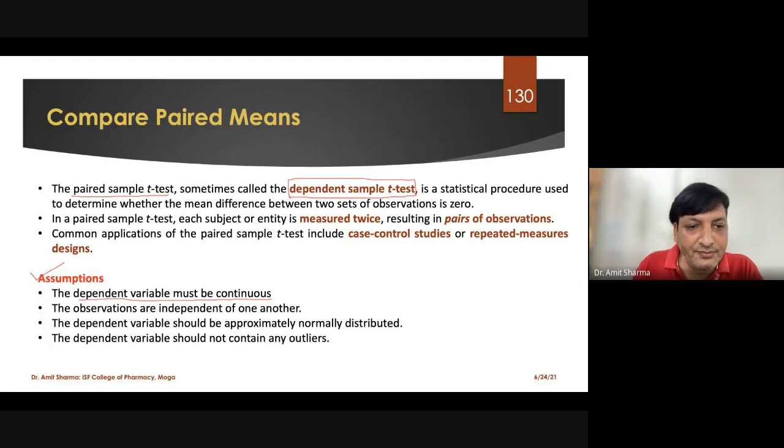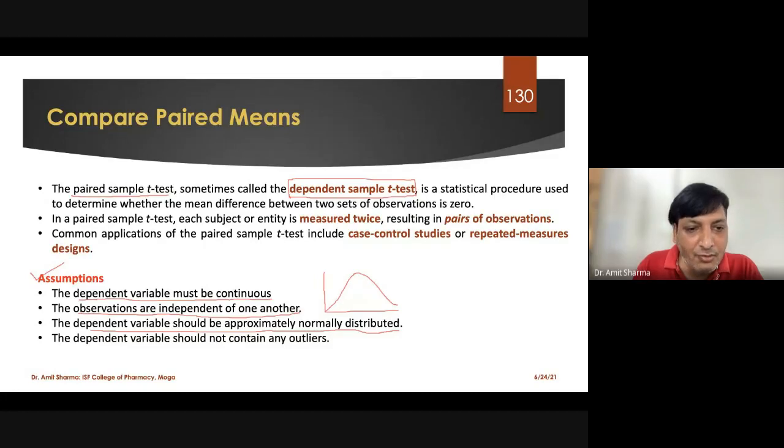The observations are independent of one another. Whatever population you have enrolled to evaluate your sample, that should be independent. That means one patient does not have any correlation with another participant in your study. The dependent variable should be approximately normally distributed. That means for the data of the dependent variable you should get a bell-shaped curve.